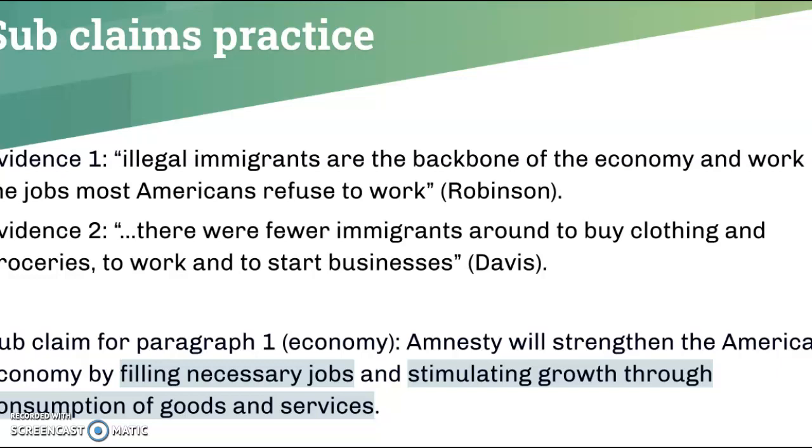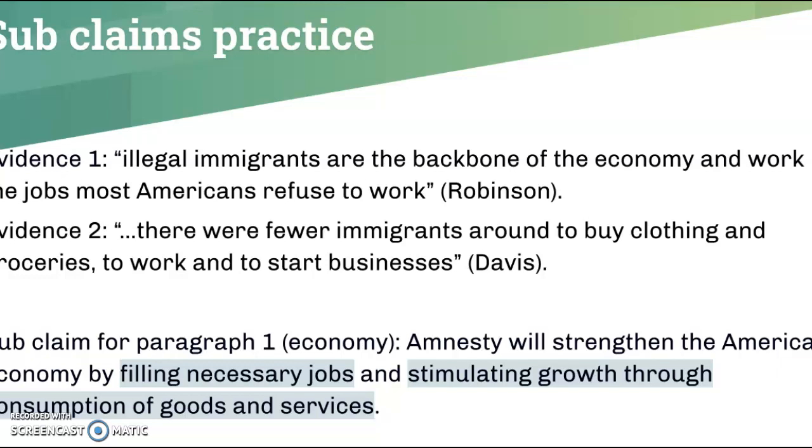The one article we read talked about how there was a shortage of labor, right? So it's getting into issues like that. Evidence sentence number 2 is talking about fewer immigrants around to buy clothing and groceries, to work and to start businesses. This piece of evidence is telling us when immigrants get deported or leave, there are not as many people around to buy goods and services, to start businesses, to stimulate economic growth, right?